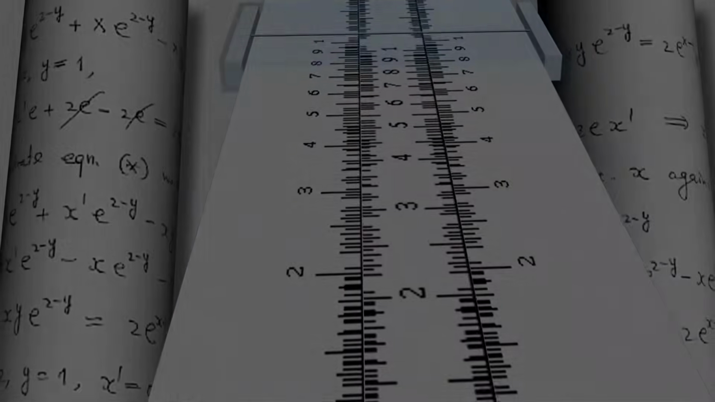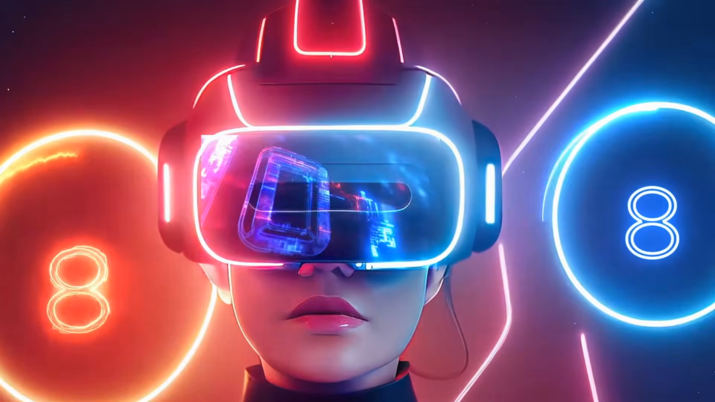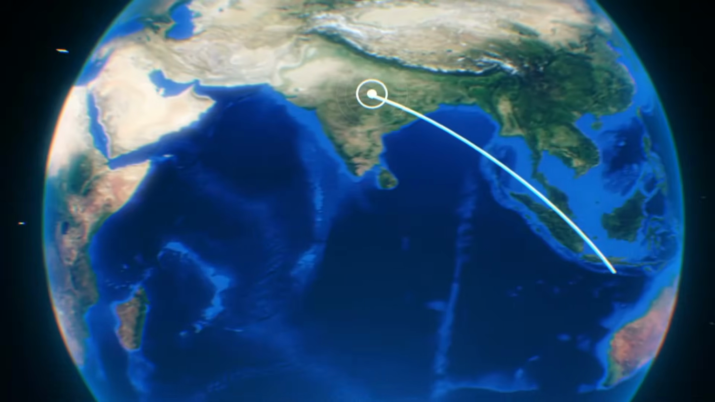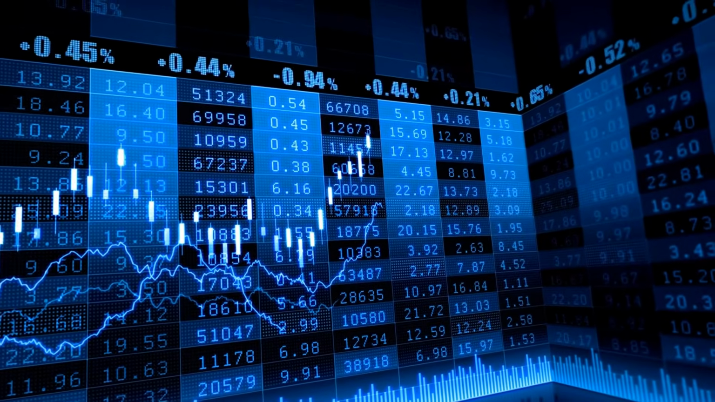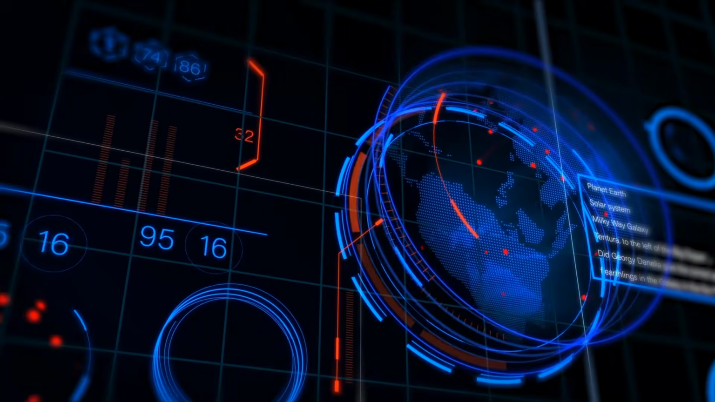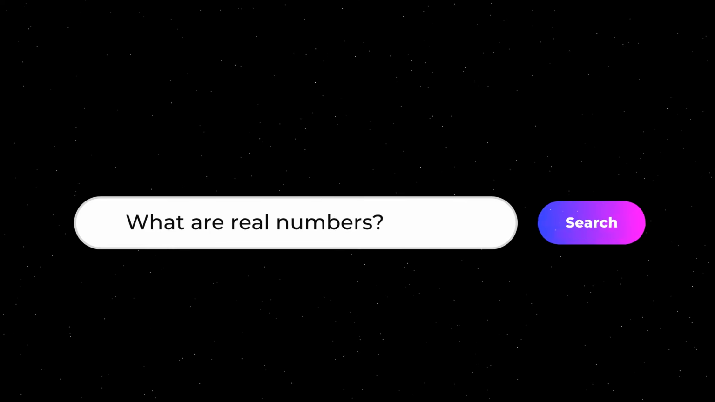Numbers. They are everywhere. We use them for counting, computing, building, monitoring, mapping, evaluating, and many other important things. But what are real numbers?